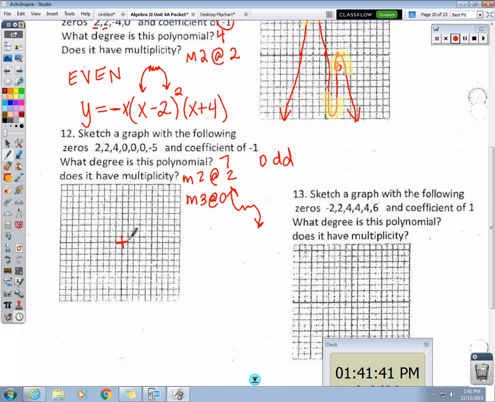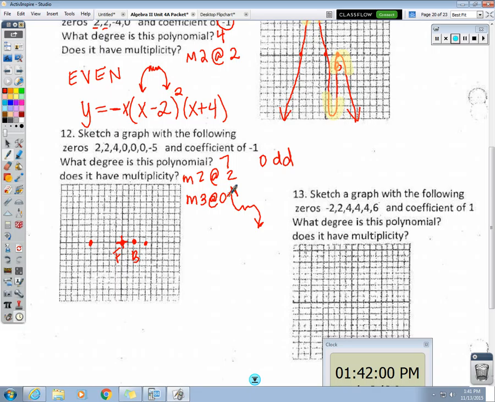Pay attention, guys. So if I go right 2, that's where it's going to bounce. I darken that in to let me know that's where my origin is. Okay, then if I go right 4, it just crosses through. At 0, it's going to flatten out. And at -5, it's just going to cross through.